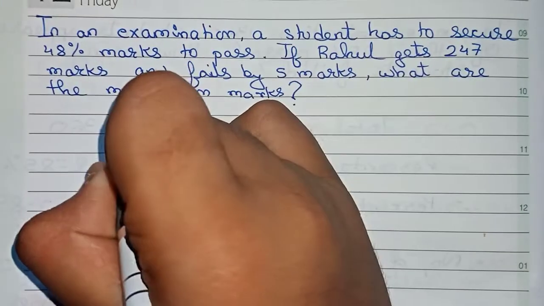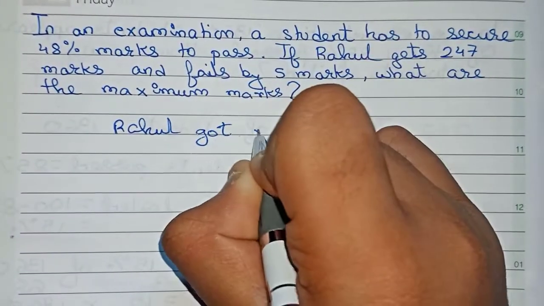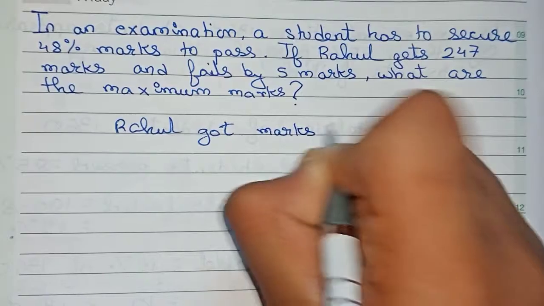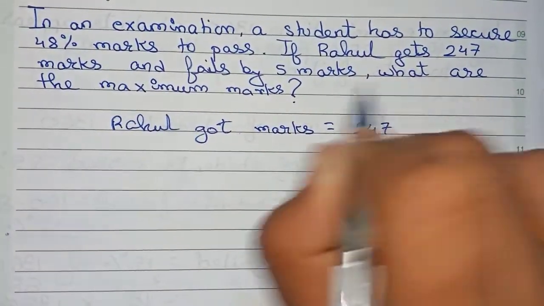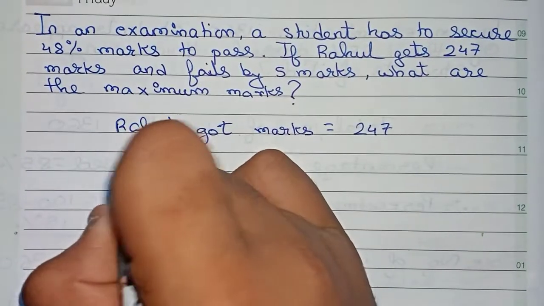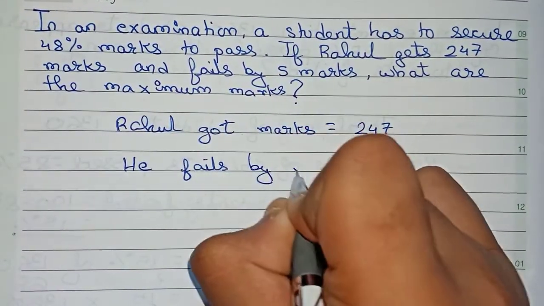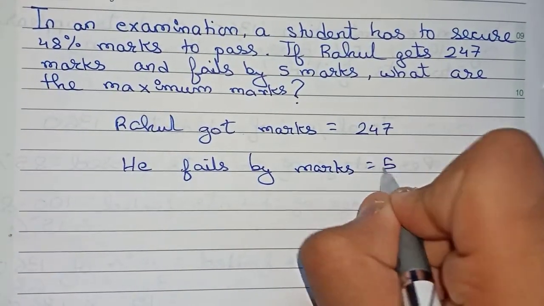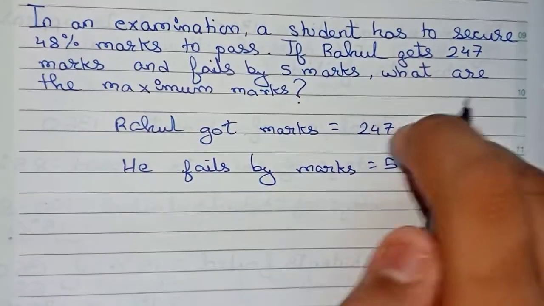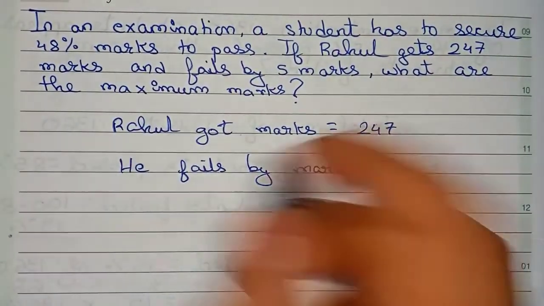First we write that Rahul got marks equals to, it is given, 247. Now I write he fails by marks equals to, it is given, 5 marks. So he got this many marks and he fails by 5 marks. Therefore, you will now find the passing marks.